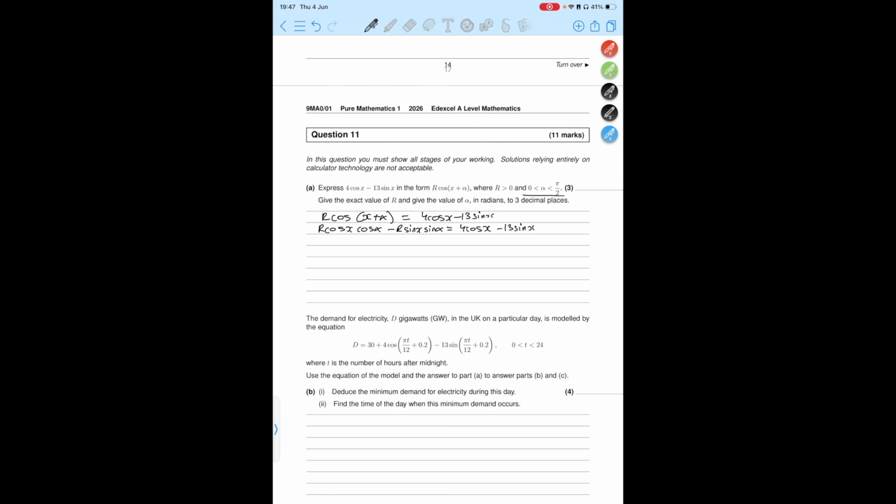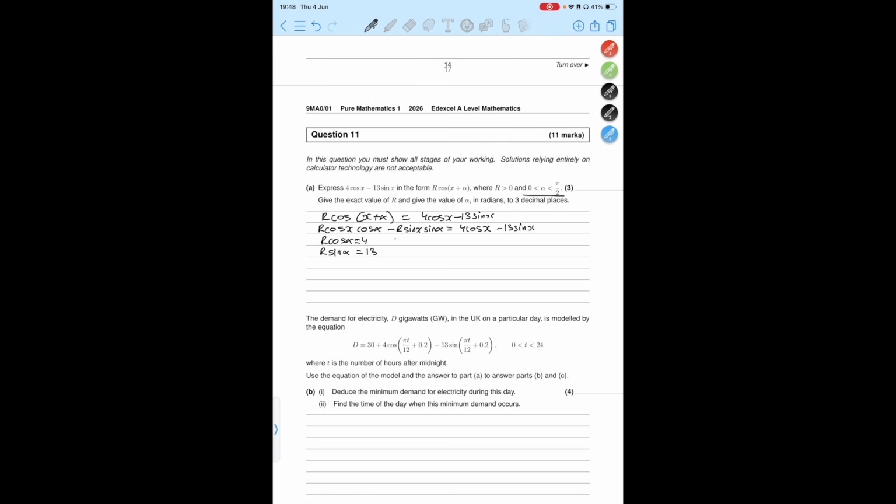For the first thing that we can do, we can do an identity here, kind of like comparing coefficients. If we compare this one to this one, if they're equal to each other, it must mean that r cos alpha is equal to 4, because then that means it's 4 cos x. And the same, if we compare this one with this one, we want our r sine alpha to be equal to 13. So just doing some comparing coefficients. Now we can do two things with this to find both r and alpha.